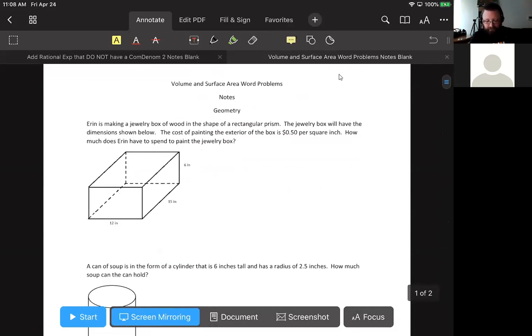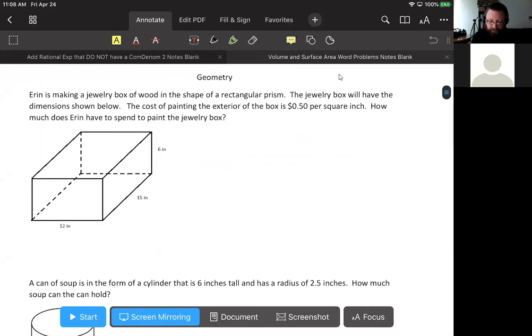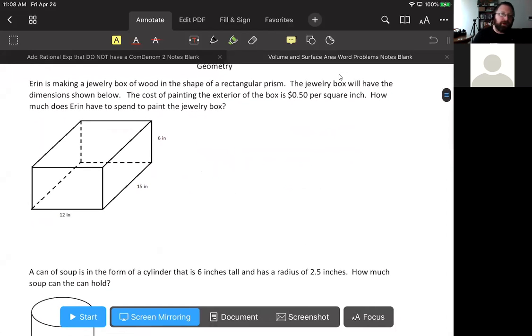So the first question in our notes says, Aaron is making a jewelry box of wood. And by the way, I did not write these problems, I borrowed them. Aaron is making a jewelry box of wood in the shape of a rectangular prism. The jewelry box will have the dimensions shown below. So it has a length of 12 inches, a width of 15 inches, and a height of 6 inches.